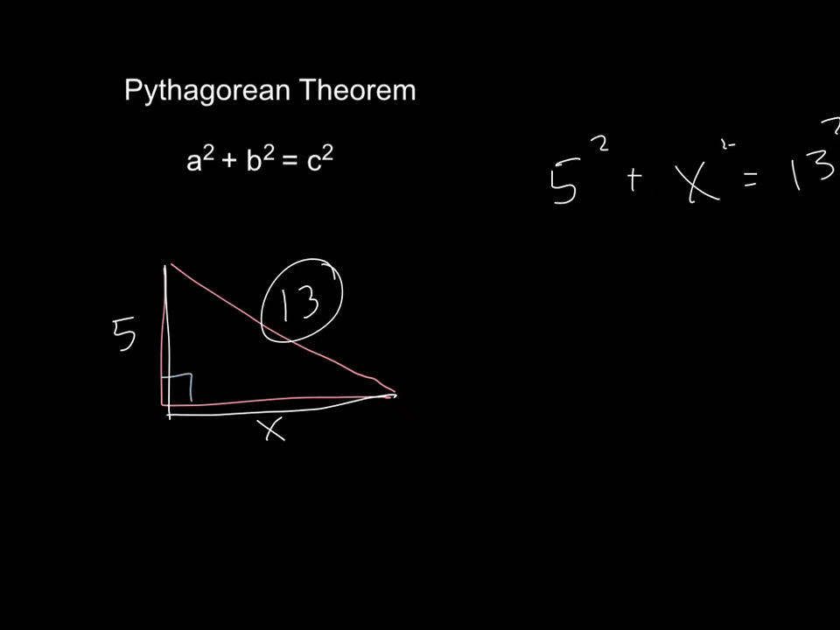Alright, so now let's solve this equation for x. 5 squared is 5 times 5, or 25. And x squared, we still don't know what that is. 13 times 13 is 169.